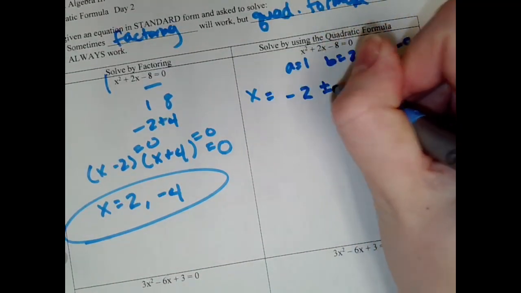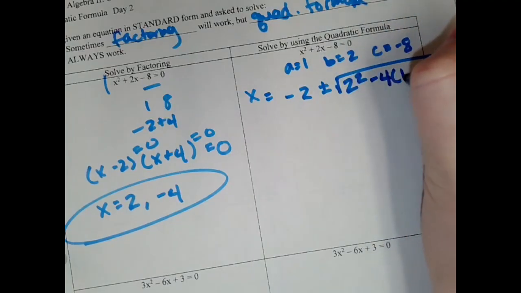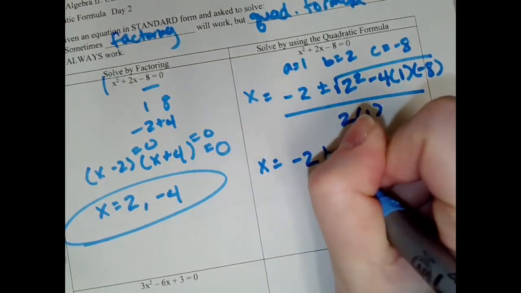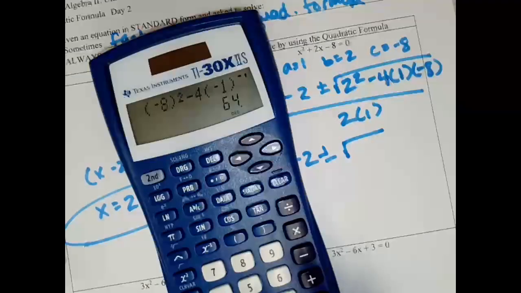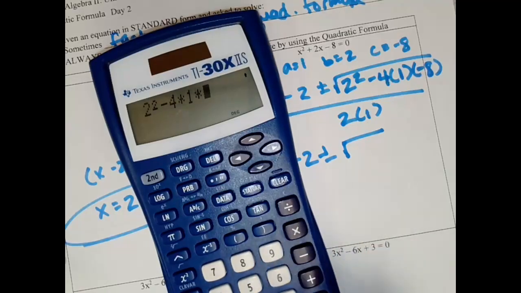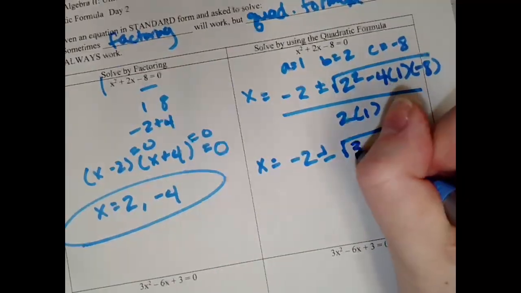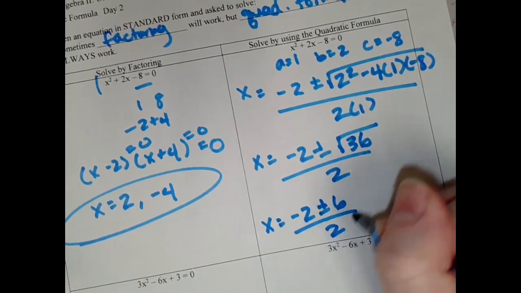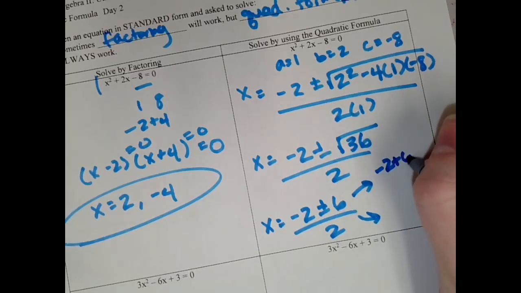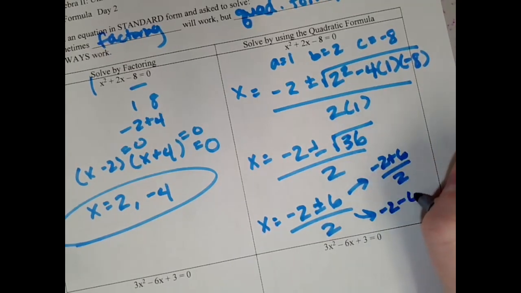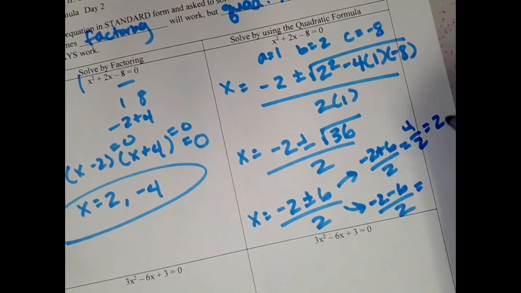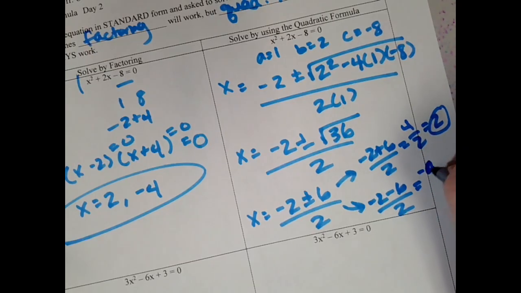So negative b plus or minus the square root of b squared minus 4 times a times c, all over 2 times a. That gives me negative 2 plus or minus the square root of 2 squared minus 4 times 1 times negative 8, which gives me 36. The square root of 36 is 6. And then because these are like terms, I can branch it off. That plus or minus only belongs to the 6, so it's only signs that are changing. That gives me 4 over 2, which is 2. That gives me negative 8 over 2, which is negative 4.